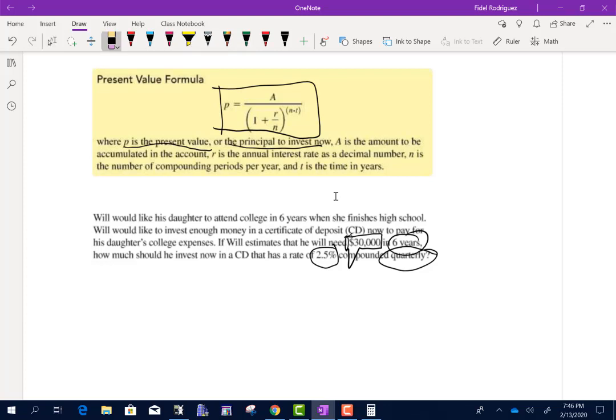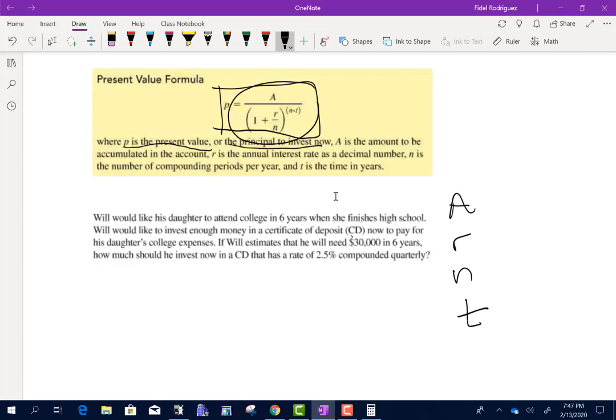Okay, so let me erase some of this stuff here. We're going to come back and we're going to do our variables, okay? Guys, I want you to notice over here, look at the variables we have. We have A, R, N, and T. Before we had P, R, N, and T, so these are the variables that I'm now going to fill in, okay? Look what it says.